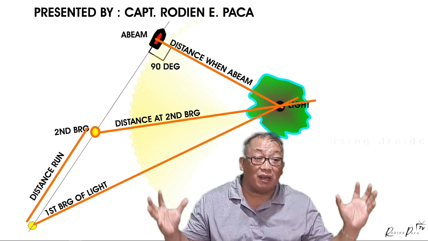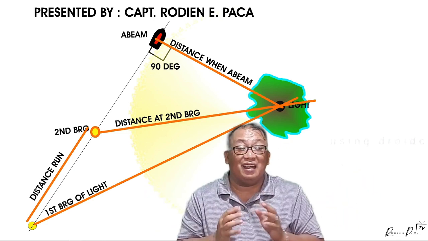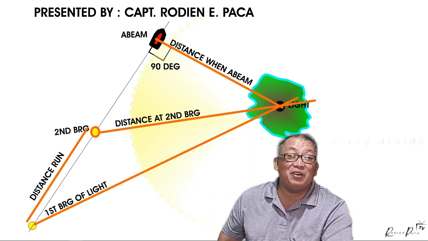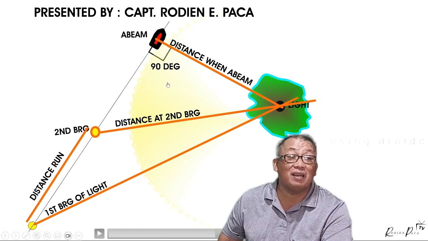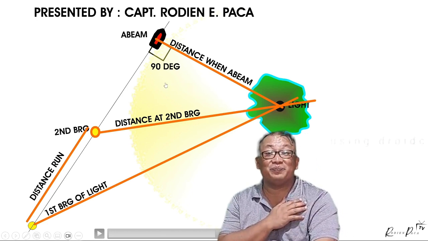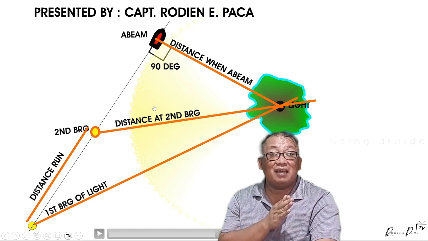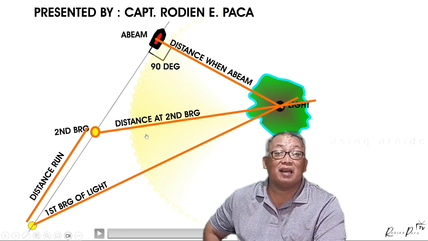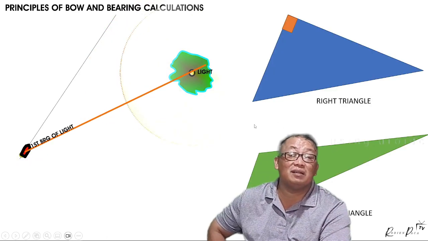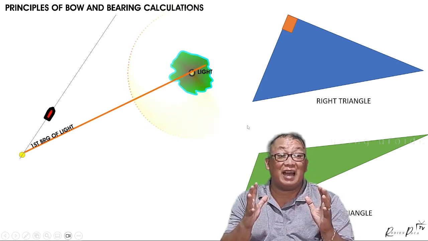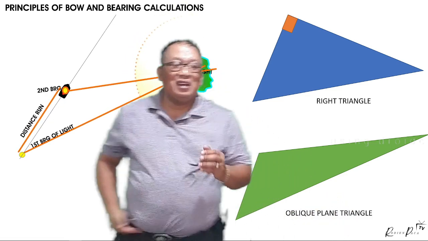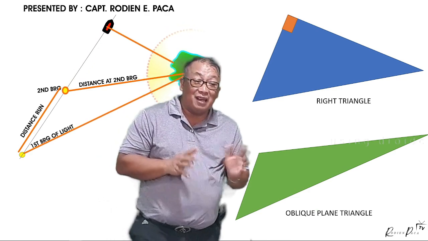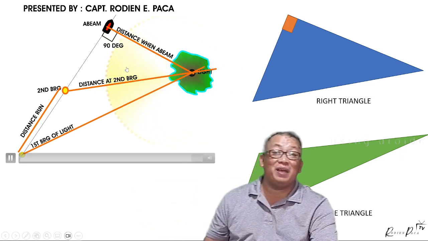If you could see this one, if you would try to investigate, there are two triangles. Okay, so the first triangle I would like to show is this one. This is a right triangle. The second triangle is an oblique plane triangle. Okay, so first and the second. I'm gonna show you this one, and I'm gonna stop after the animation, because in my explanation in RODIENPACATV, this is actually animation based.